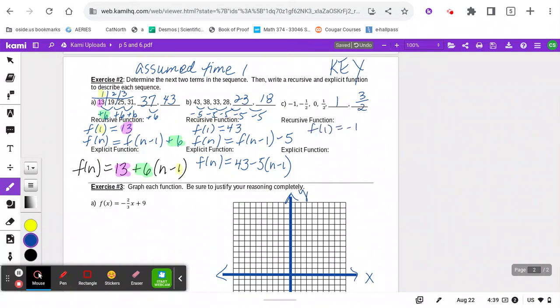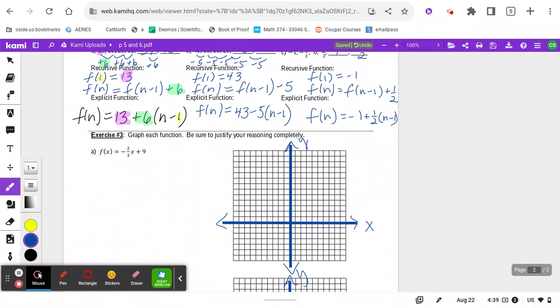F of 1 equals negative 1. F of n equals f of n minus 1 plus 1 half. I had students in class ask if it was okay to do plus 0.5. Of course. And then the explicit begins at negative 1, adding half every time to the previous term. How'd you do?